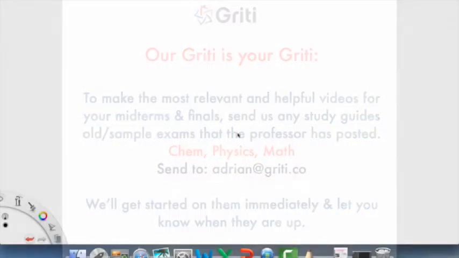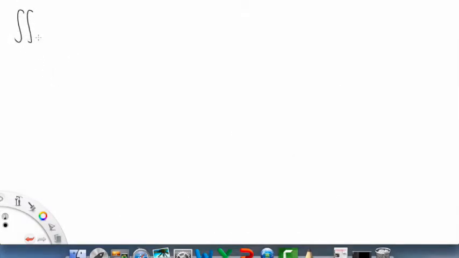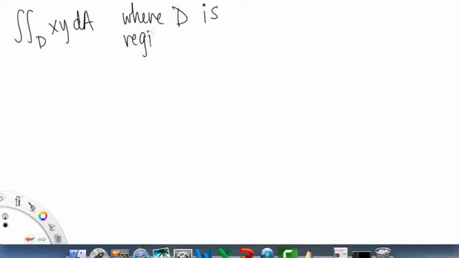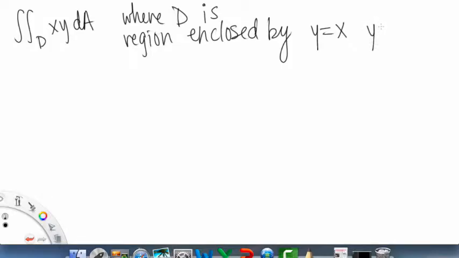Up next is me. So, we're given the following problem. We're supposed to calculate the double integral over the given domain of xy dA, where D is the region enclosed by the following. And we're given two functions, y equals x and y equals square root of x. Okay, so this is all we're given.